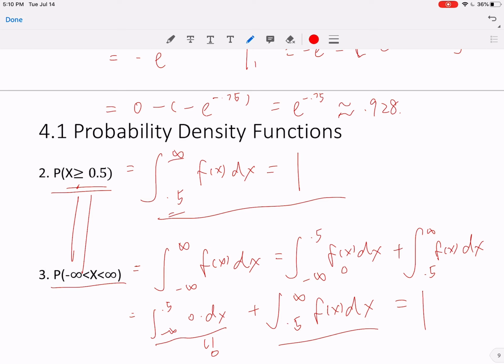And that's the main difference between discrete random variables and continuous random variables. All right, that's all for this video.